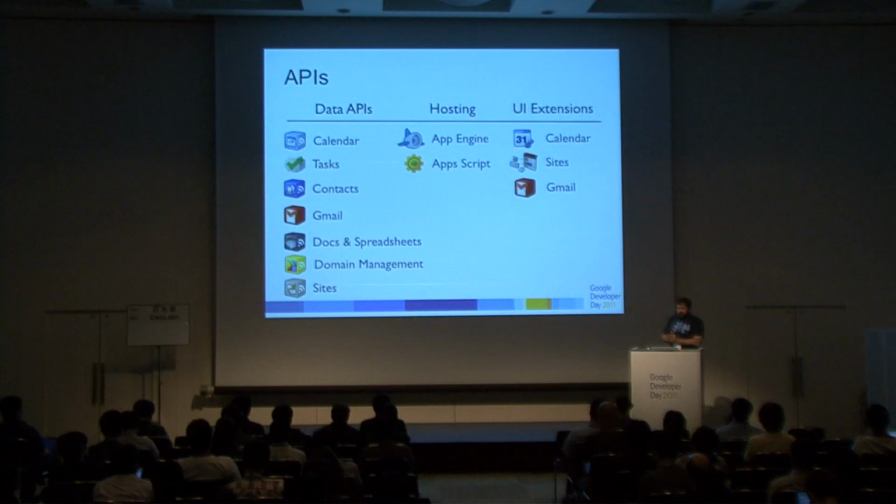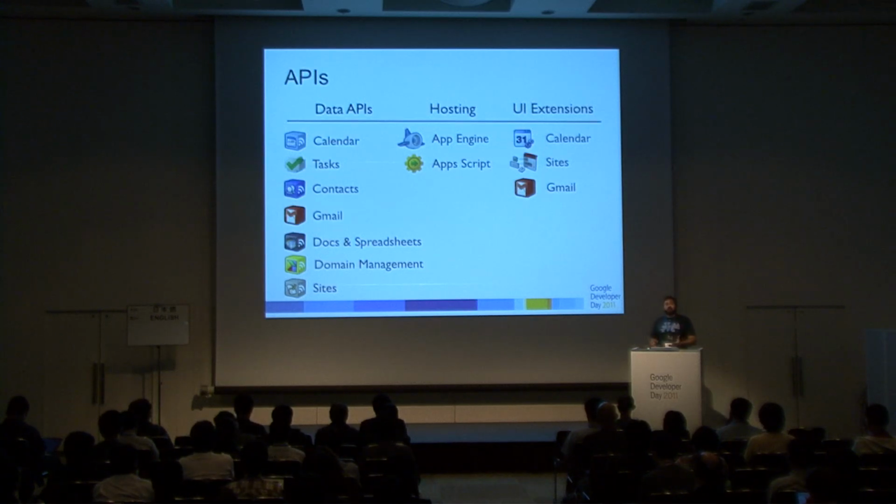Sites supports gadgets as well, and Gmail does as well via what we call contextual gadgets. And these are gadgets that actually trigger based on the content of a particular message. Really useful for CRM, customer relationship management apps, project management, and we see a lot of developers starting to pick this up.